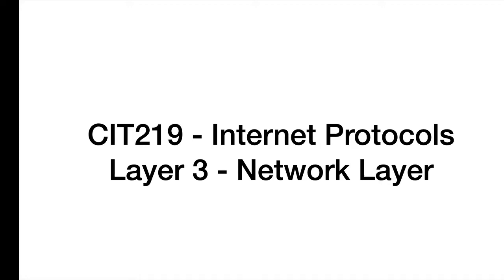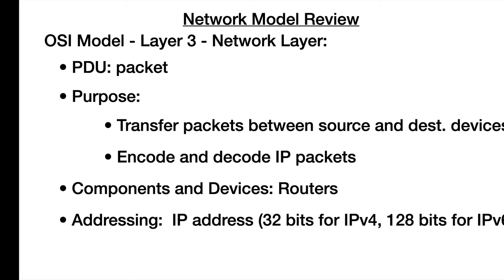Okay, this is a brief video to dive a little deeper into layer 3, which is the network layer of the OSI model. So here's some information that we need to know about layer 3. Again, it is the network layer. The PDU, which hopefully you already know, is the packet. And the purpose of layer 3 is to transfer packets between the source and destination devices, which will be IP packets, and then to encode and decode those IP packets.